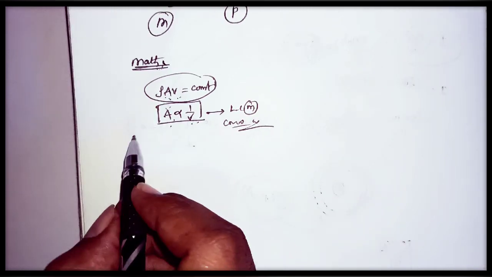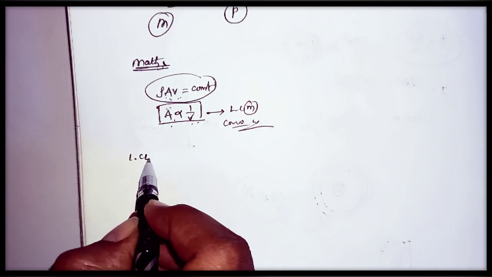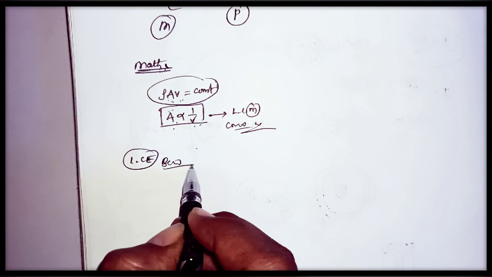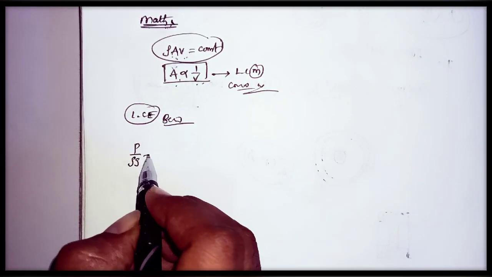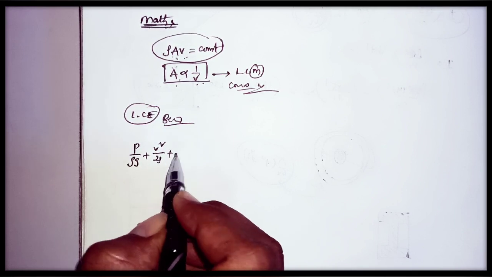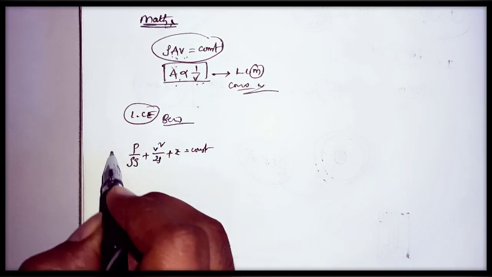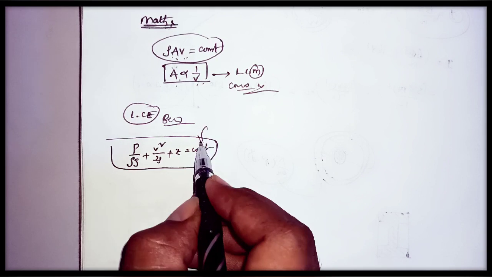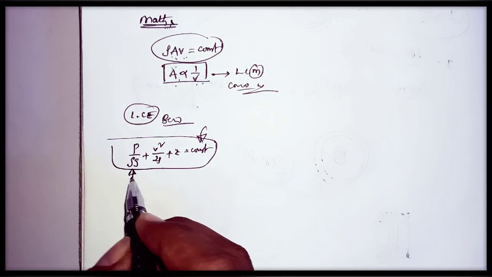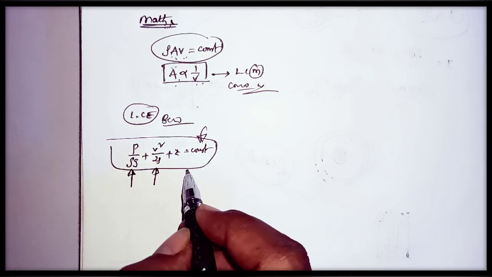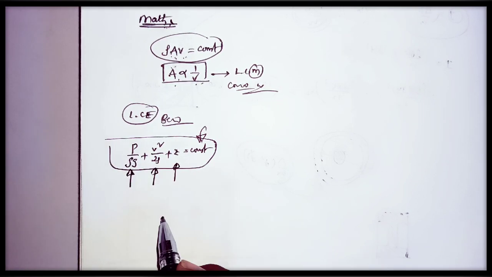And regarding the law of conservation of energy, that is the Bernoulli equation, P by rho g plus V square by 2g plus Z is equal to constant. This is regarding the law of conservation of energy, the Bernoulli equation. Here this is the pressure head, this is the kinetic head and this is the datum head.